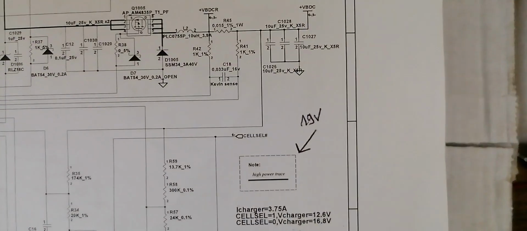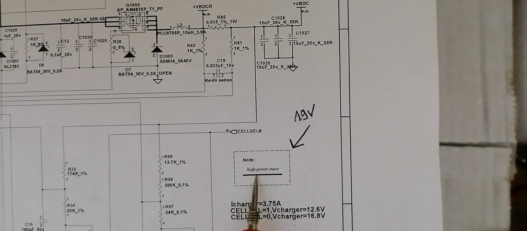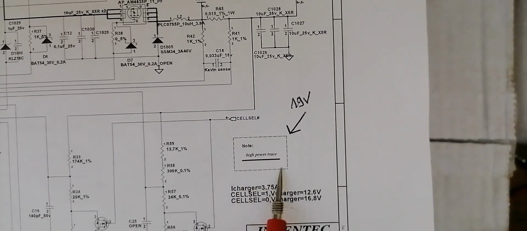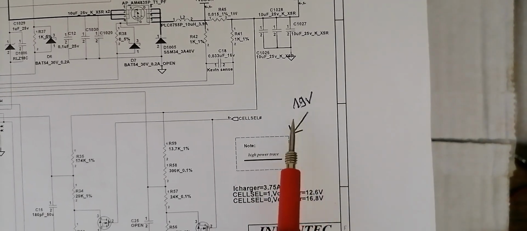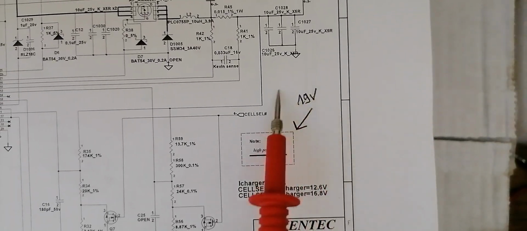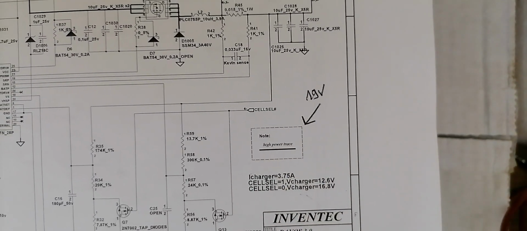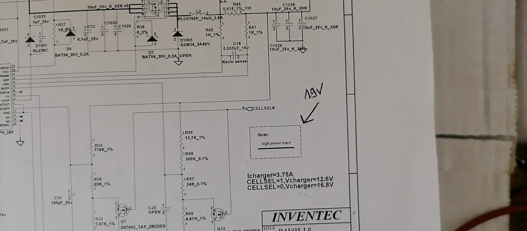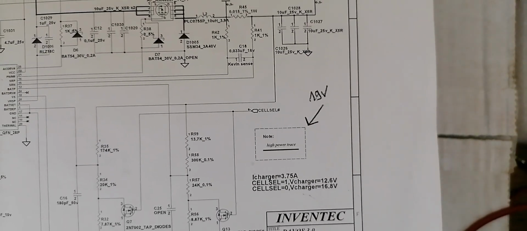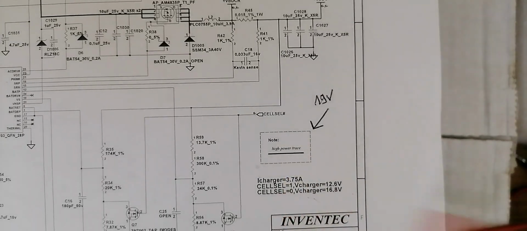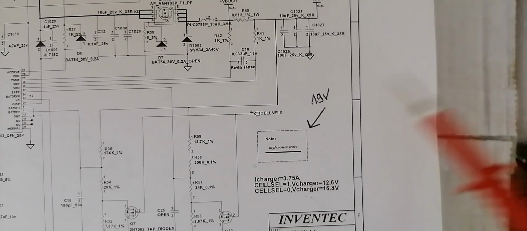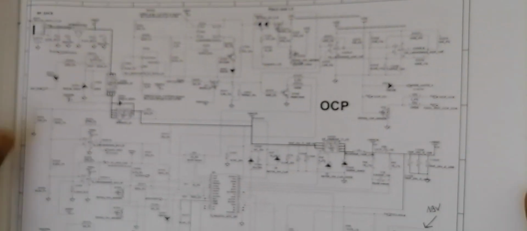So here, for example, do you see here? So high power trace. This line means high power trace means 19 volts. This is basically the main voltage, but of course in some motherboards you can find 18 volts, 18.5 volts, 16 volts, etc. But the main voltage is usually 19 volts.